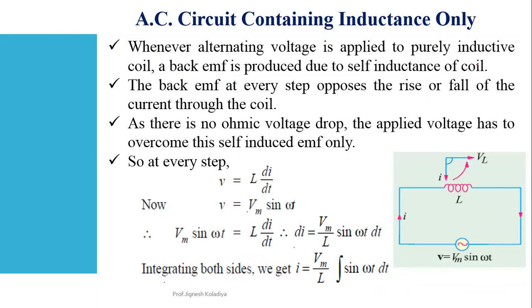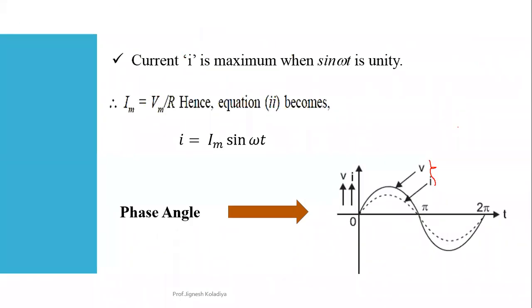Now, instead of a resistive circuit, if inductance is connected, then what happens? Instead of the resistive circuit, if inductance is connected into this, then what happens? So you can see in the circuit diagram, I'm just removing the resistance and connecting the inductance.